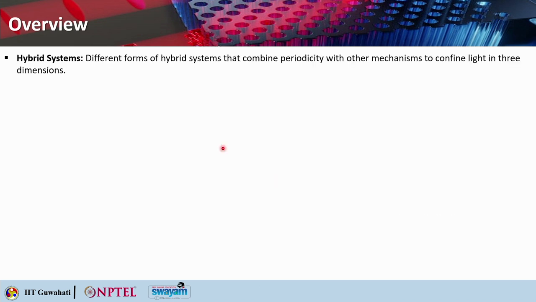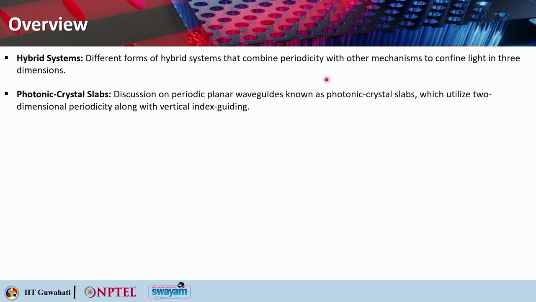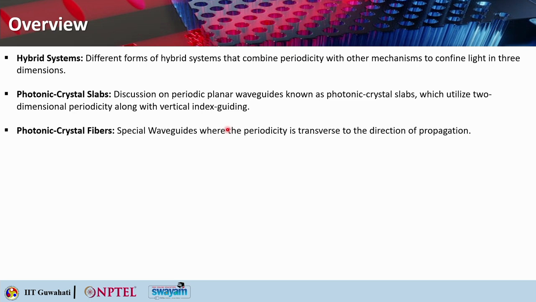Now, in the next two lectures, we will explore different forms of hybrid systems that combine the periodicity with another mechanism to confine light in three dimensions. We will also discuss periodic planar waveguides, known as photonic crystal slabs, which utilize two-dimensional periodicity along with vertical index guiding. We will also examine photonic crystal fibers. These are special types of waveguides where the periodicity is transverse to the direction of propagation.